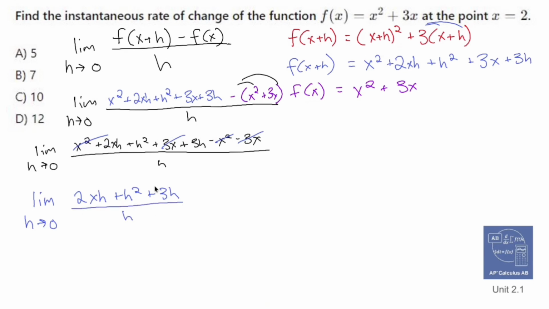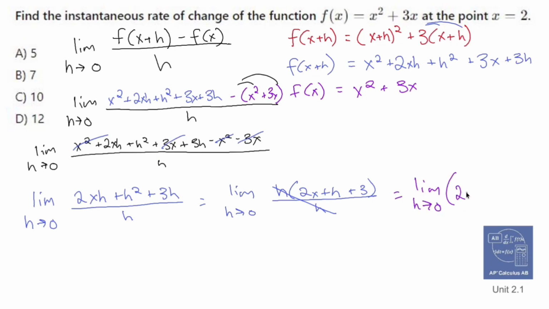h. Notice that everything has an h attached. So pull the h out on top. So the limit as h approaches 0 of h times (2x plus h plus 3), don't forget anything else, that was a close one, all over h, the h is crossed out. Now things are great. I have the limit as h approaches 0 of 2x plus h plus 3. So when I plug in 0 for h, the h will go away. And that leaves me with 2x plus 3.